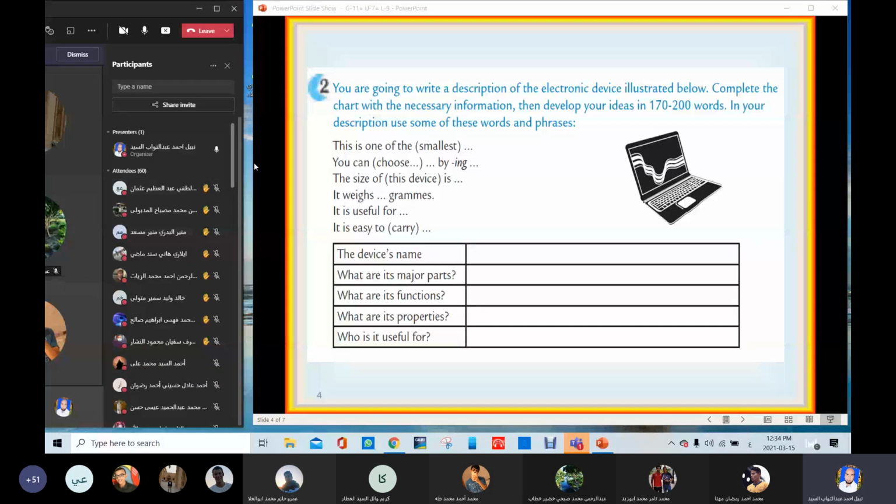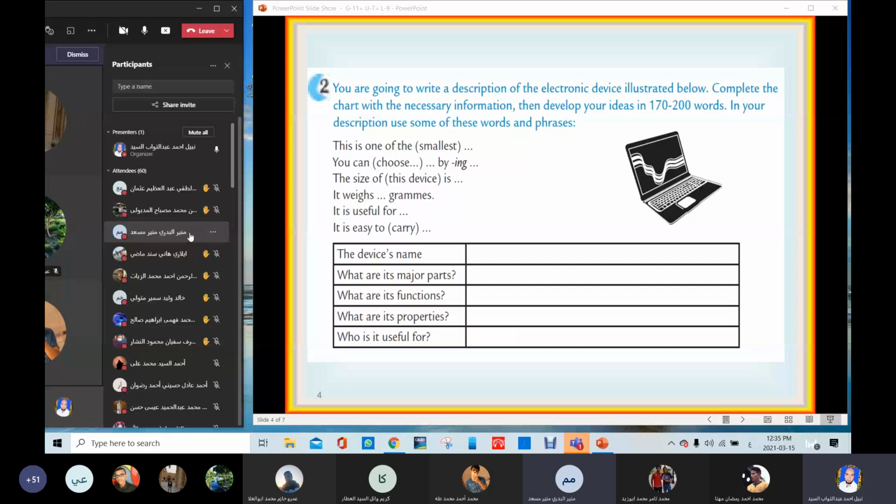Yes, teacher. The device's name is laptop. What type is it? HP, Sony, Dell, Toshiba, etc. Dell. Notebook, Apple. Dell. So you have Dell, to mention the name of the device. Of course, it's a laptop. Yeah. So HP, Dell, etc. Okay, Munir. What are its major parts?